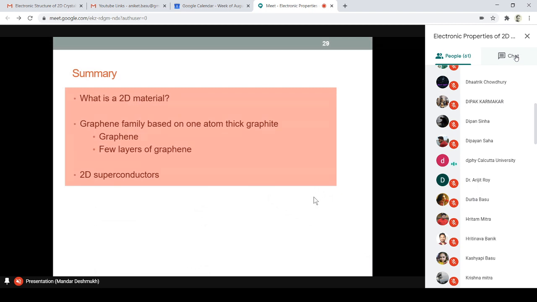So I'm going to quickly summarize my talk. I told you what 2D materials are. I gave you some idea of graphene, some idea about how you can do more interesting and exciting physics with few layers of graphene.